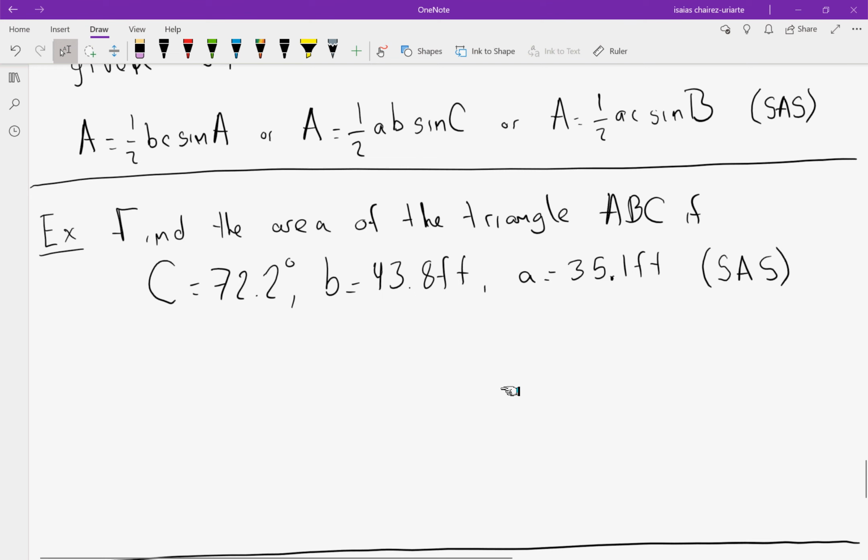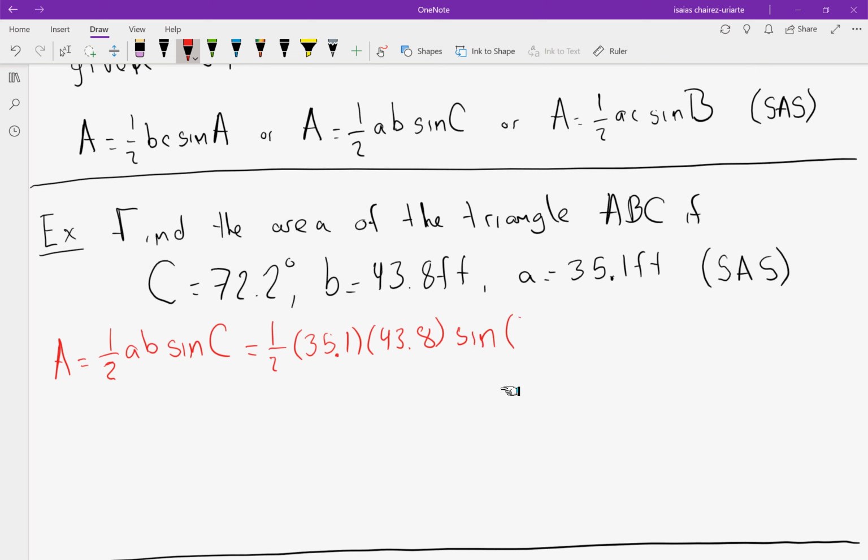I guess the area is going to be what? So my area is going to be 1/2 times AB sine C, which in our case means 1/2. I'm going to put parentheses around things here. This is 35.1, and this is 43.8. That's my A, that's what my B is, and then sine of 72.2.